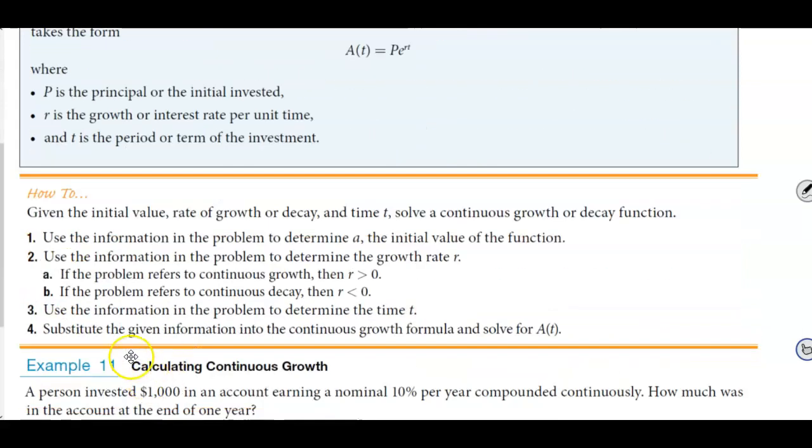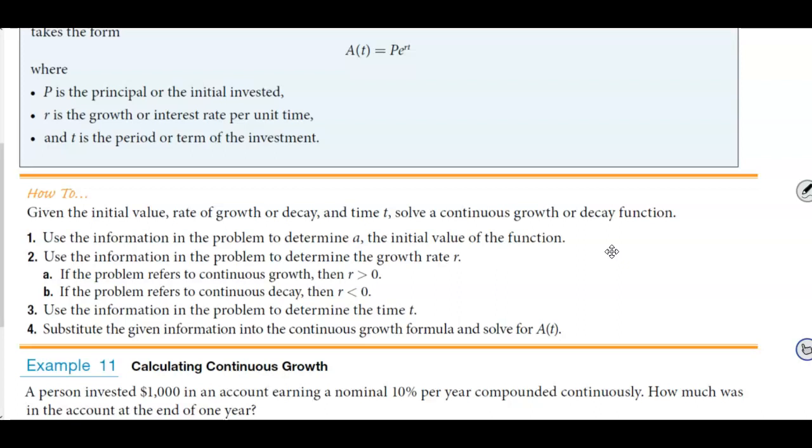So for example 11, how do we go about calculating the continuous growth? Well, given the initial value, rate of growth or decay, and time t, we're going to solve a continuous growth or decay function. Step 1, we're going to use the information in the problem to determine the value of a, which is the initial value of the function. Step 2, we're going to use the information in the problem to determine the growth rate r.